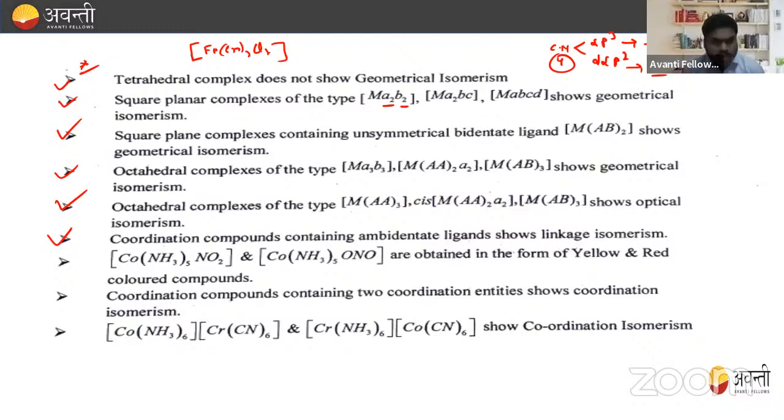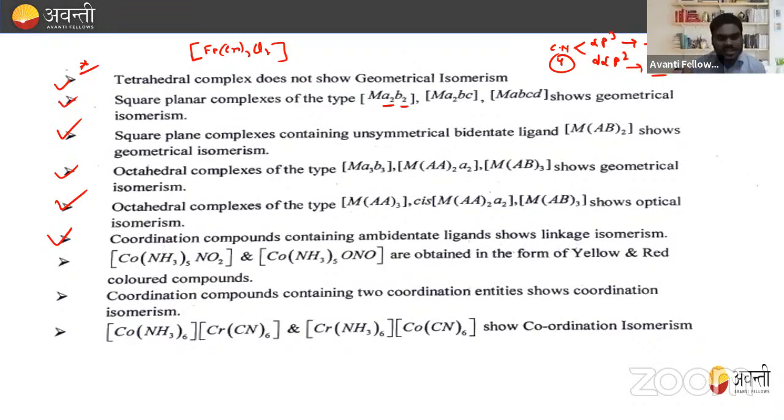Now, similarly, [Co(NH3)5NO2] and [Co(NH3)5ONO], these are examples of which type of isomerism, beta? Yes, these are examples of ambidentate ligands. Why are they called ambidentate ligands, and they show linkage isomerism? Because just observe carefully, NO2 and ONO forms are obtained in the form of yellow and red colored compounds.